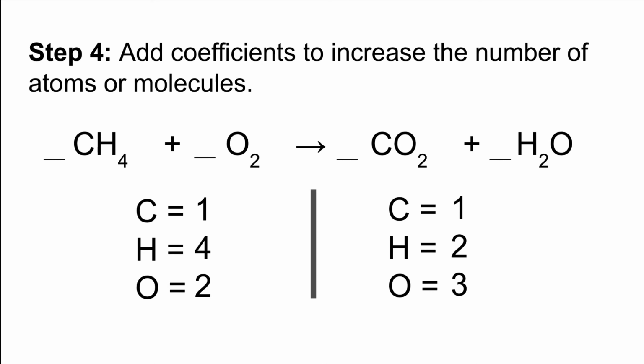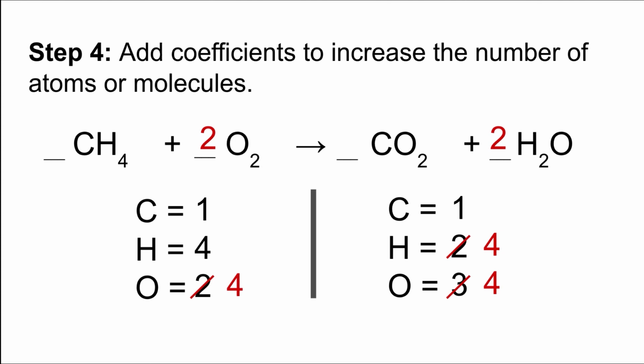Let's look at hydrogen first. Hydrogen has 4 atoms on the reactant side, but only 2 on the product side. If a 2 is added in front of water, that changes hydrogen to 4 total. It also changes oxygen to 4 total because now there are 2 oxygen in the water plus the 2 oxygen in the carbon dioxide. Our hydrogen are now balanced, but oxygen is not. To balance oxygen, we can go to the reactant side and add a 2 in front of the oxygen molecule. Once this 2 is added, there are now 4 total oxygen.